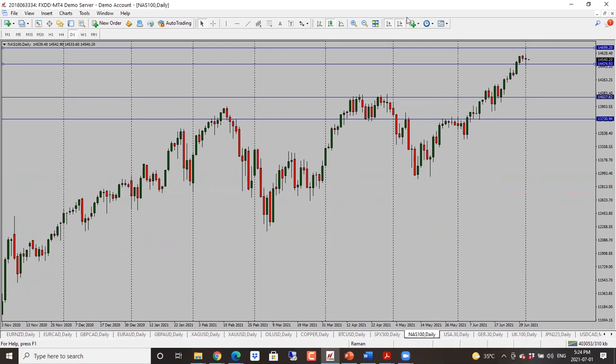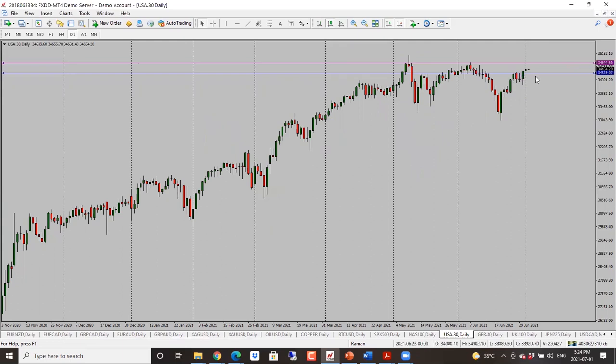Nasdaq here, Nasdaq, as we had discussed, came into our support and now it's struggling. So with this here, looking for a retest at 14,475. And if it holds, we could see another leg higher. So neutral bias for Nasdaq.